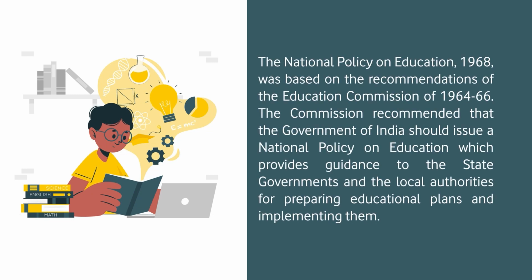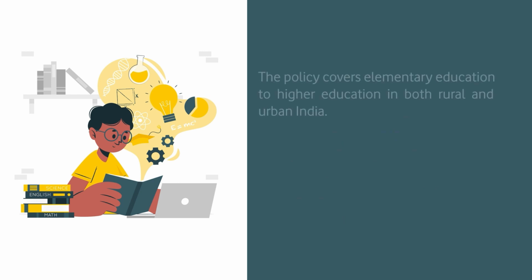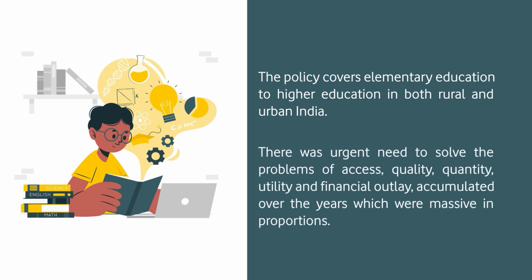Now, the National Policy on Education 1968 was based on the recommendations of the Education Commission of 1964-66, that is popularly named as the Kothari Commission. The Commission recommended that the Government of India should issue a national policy on education which provides guidance to the state governments and also the local authorities for preparing educational plans and implementing those plans. The policy covers elementary education to higher education in both rural and urban India. There was urgent need to solve the problems of access, quality, quantity, utility and financial outlay accumulated over the years, which were massive in proportions.